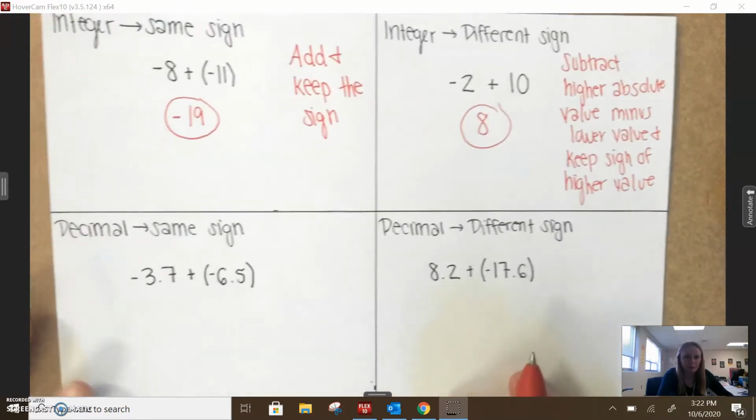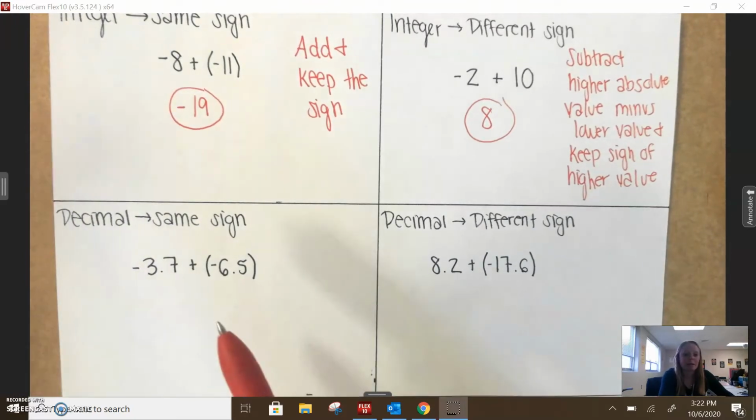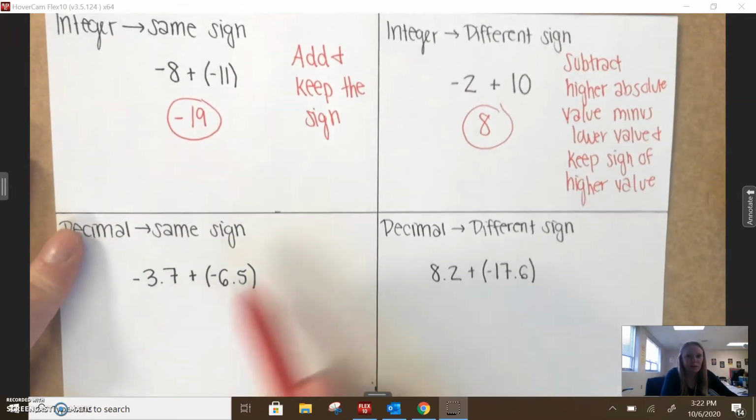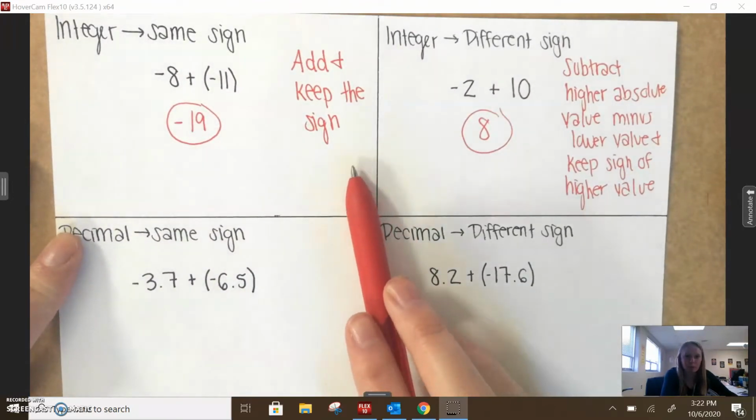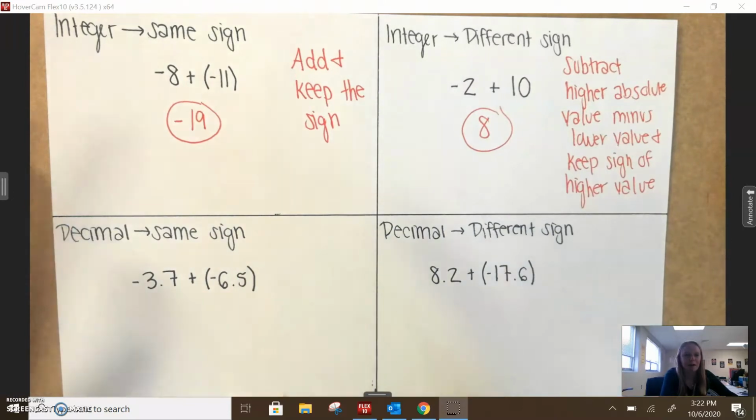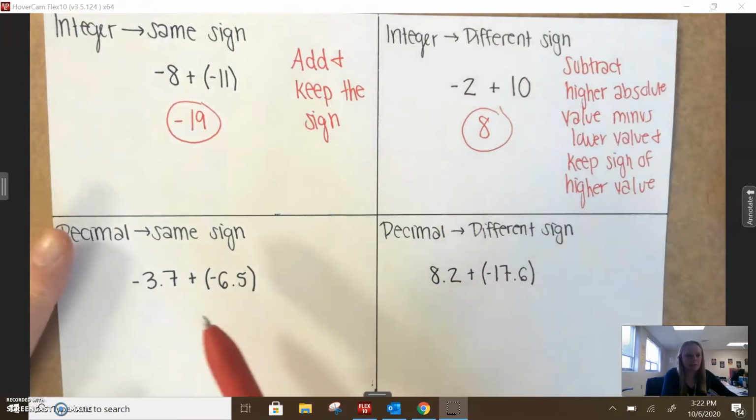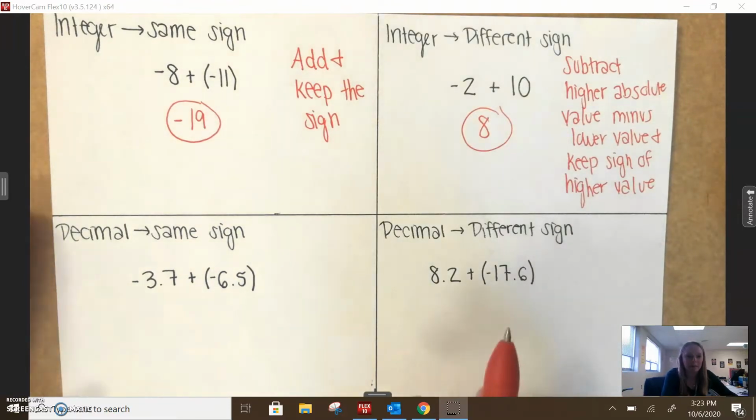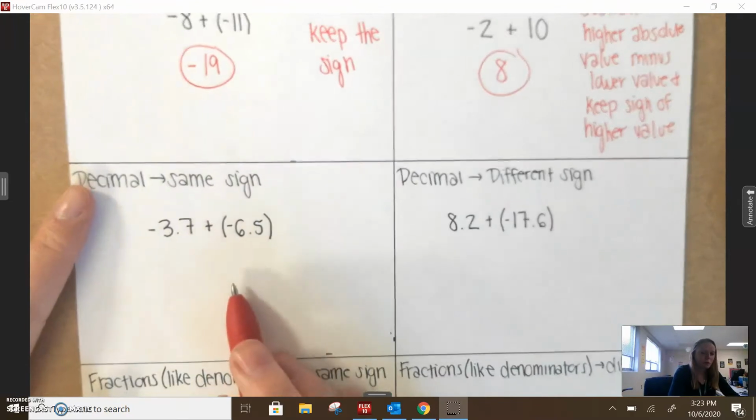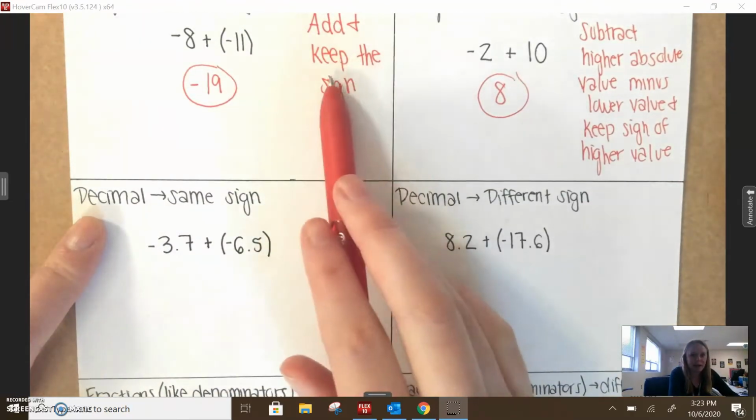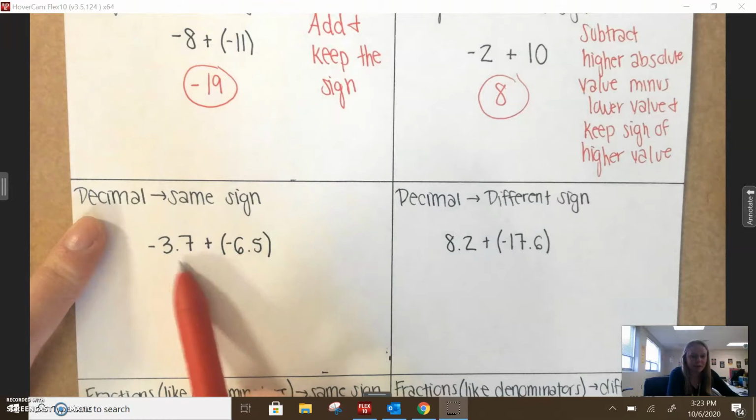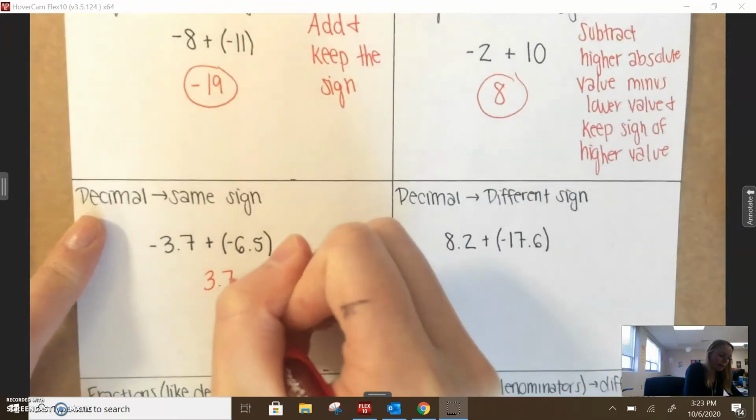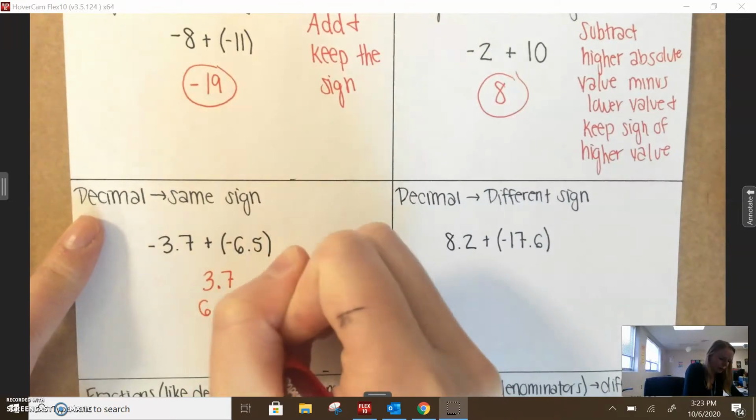Okay? So now what's new is I'm going to now be giving you some negative decimals. So with this, we follow the same exact rules as before with same sign and different sign, but we also have to follow our decimal rule. So when we talk about decimals, when we add two decimals together, we have to line up our decimal places. So with this problem, I just need to add and keep the sign, because they're both negative numbers. All I'm going to do is add 3.7 and 6.5.